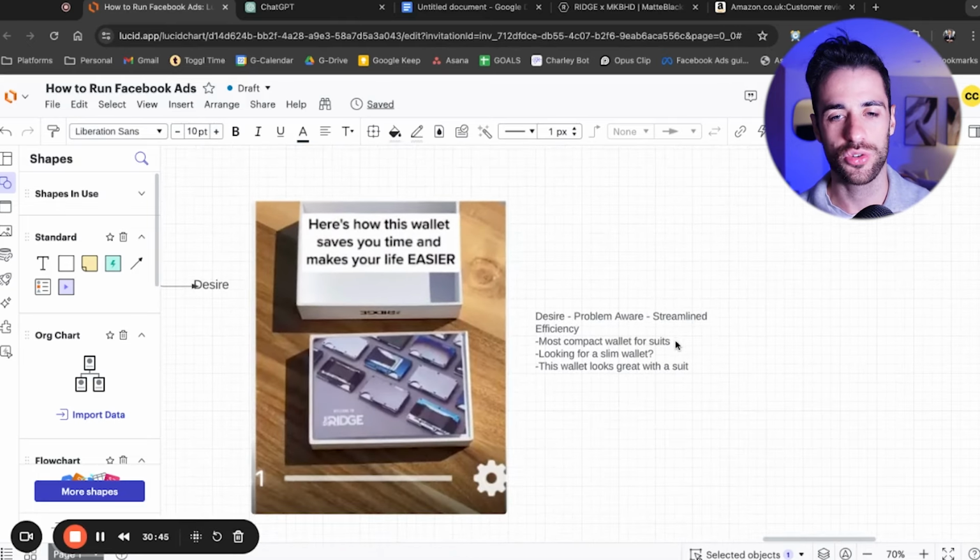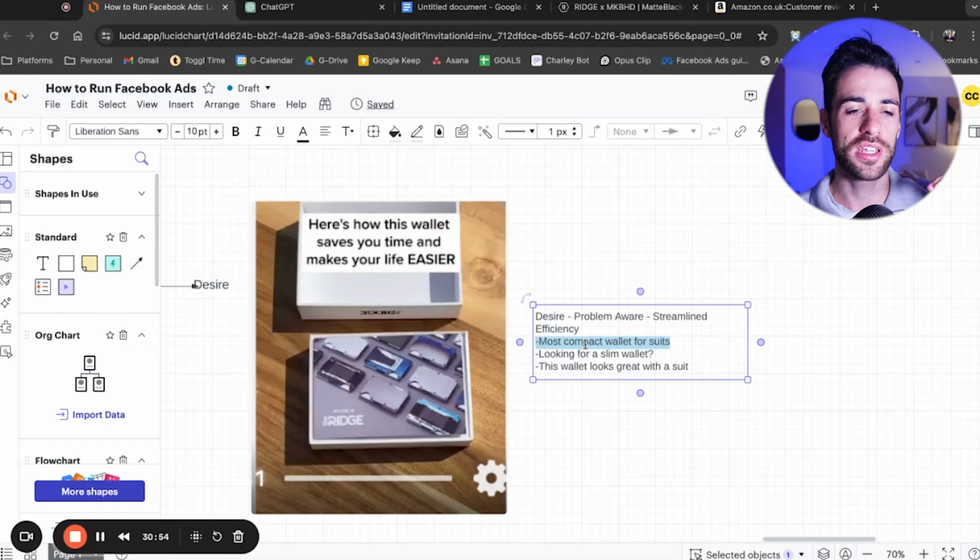And then desire, let's just quickly look at these. So you can see here, most compact wallet for suits. Again, this is the style. Well, this actually is the compact angle, but it's speaking to the avatar as well directly, because if I am an old retired person looking for a wallet, different avatar, I'm not wearing suits. If I'm a lady buying as a present, maybe I don't care about suits as much. Or if I'm a mum buying it for my kid, he's not wearing a suit. This is speaking to that avatar as well as their problem, okay?